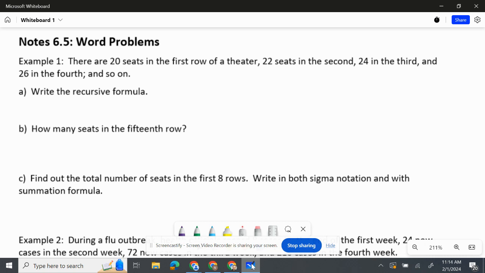What we're going to do is look at word problems. With the word problems, we're going to read it and come up with our own sequence. Once we have our sequence, then we're going to answer each of the different questions.